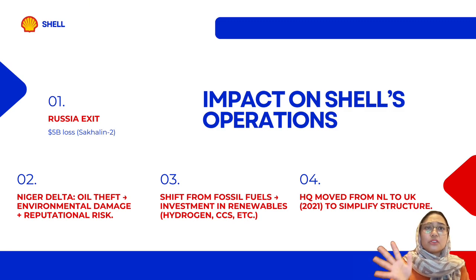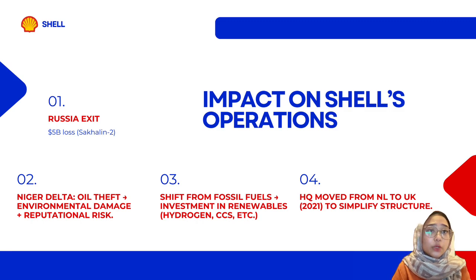Because of the global pressure to move away from fossil fuels, Shell has also been shifting its investment. They are now putting more money into renewable energy such as hydrogen projects and carbon capture technology. Another major change was in 2021 when Shell moved its headquarters from the Netherlands to the United Kingdom. This was done to simplify their corporate structure and make decision making easier.